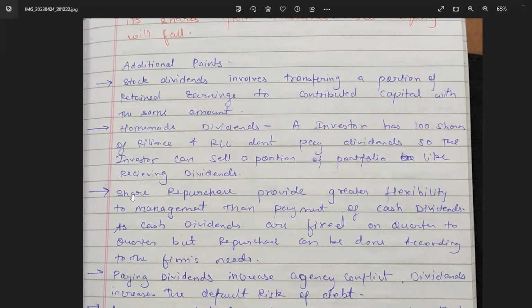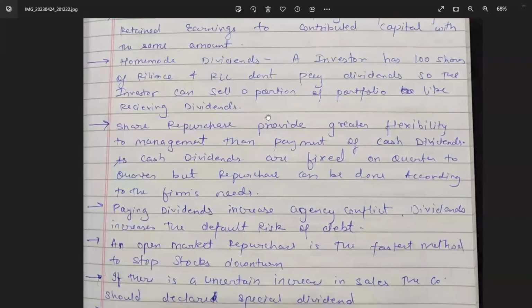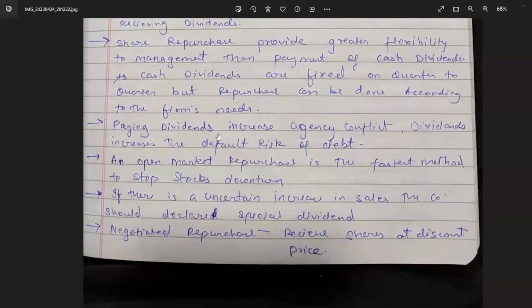The next point is that share repurchase provides greater flexibility to management than payment of cash dividends. Cash dividends are fixed from quarter to quarter, but repurchases can be done according to profit, as mentioned earlier. Companies usually don't prefer giving dividends because they don't want to commit to pay dividends in the future. Paying dividends increases agency conflict, and dividends increase the default risk of debt.